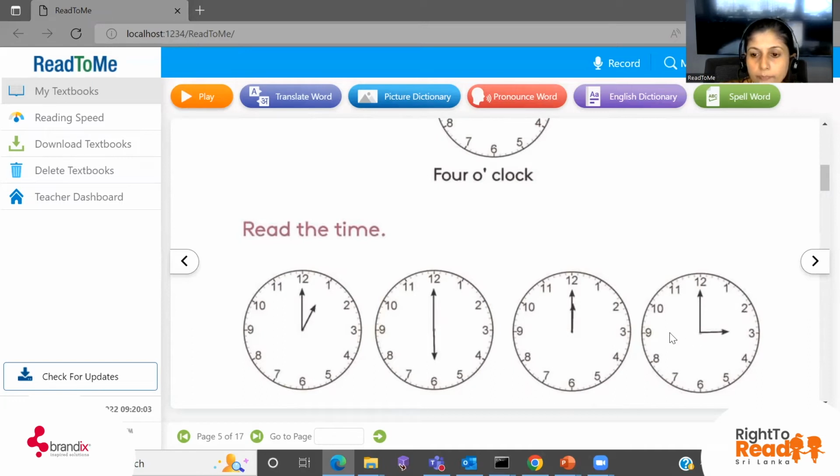Next one. Now look at the third clock. Both hands are on number 12. That means it is 12 o'clock. Last one. Now see where the short hand is. It is on number 3. That means 3 o'clock, because the long hand is on number 12. When the long hand is on number 12 and the short hand is on number 3, we can say it's 3 o'clock.